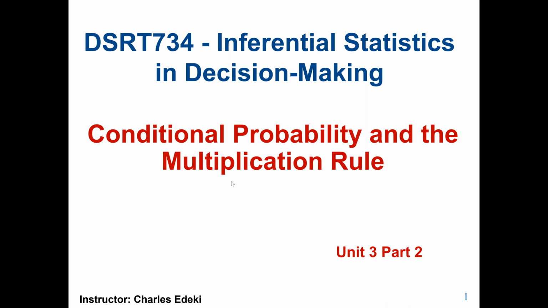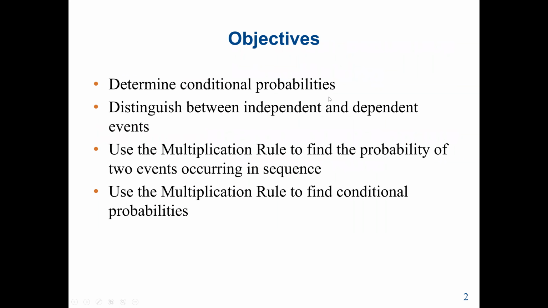These lectures cover conditional probability and the multiplication rule. Our main objective is to learn how to determine conditional probabilities, and also distinguish between independent and dependent events. We're also going to use the multiplication rule to find the probability of two events occurring in sequence, and also use the multiplication rule to find conditional probability.